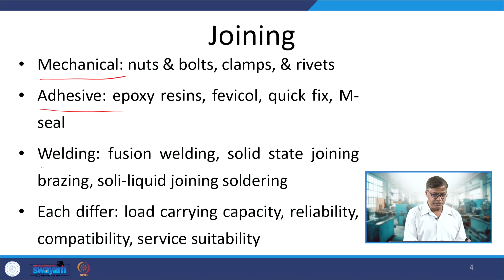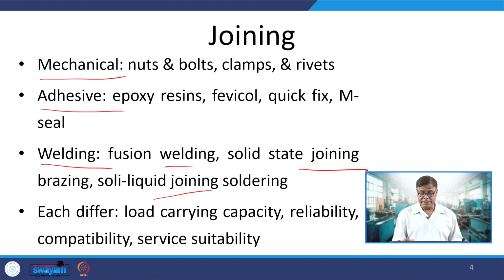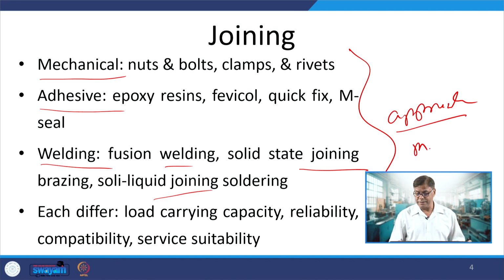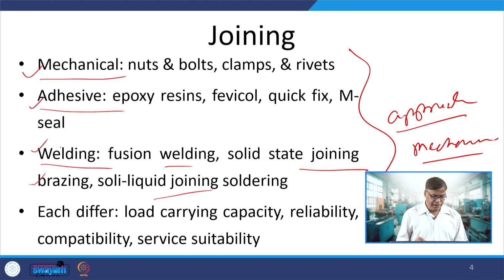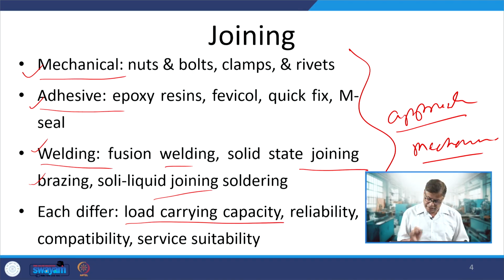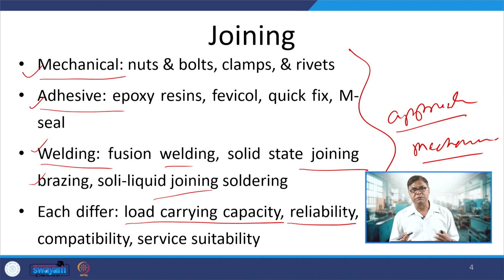Since the approaches being used for joining include mechanical methods, adhesives, welding, brazing, soldering, fusion welding, and solid state joining, in all these cases the approaches and the mechanisms are different. Because of this difference, there is no similarity in the approach and mechanism of joining amongst all these groups of processes. Therefore, they do not offer the same load carrying capacity. Load carrying capacity of each type of joint is different. Reliability of each type of joint is also different.